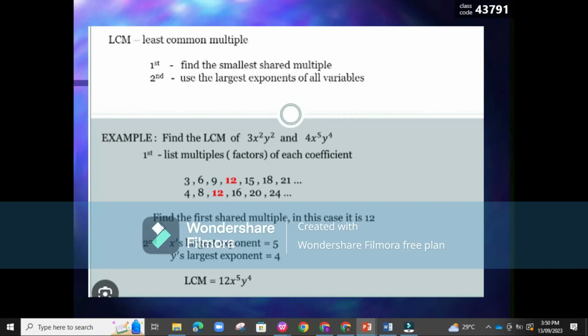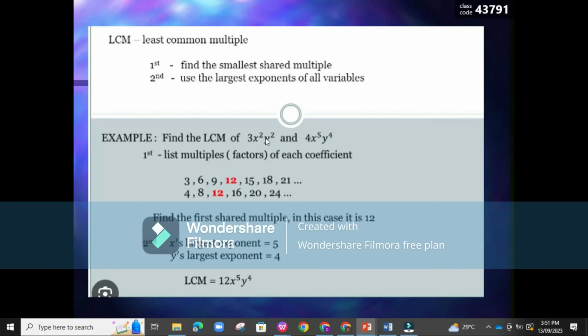Okay. The next is to find the first shared multiple. In this case, it is 12. Now, for the variables, the literal coefficient, we are going to get the largest exponent. So the variables involved are x and y. For x, here x squared, here x to the power of 5. The largest exponent is 5. Then for y, since this is y squared and this is y to the 4th, the largest exponent is 4. Therefore, our least common multiple is 12 x to the power of 5 y to the power of 4.